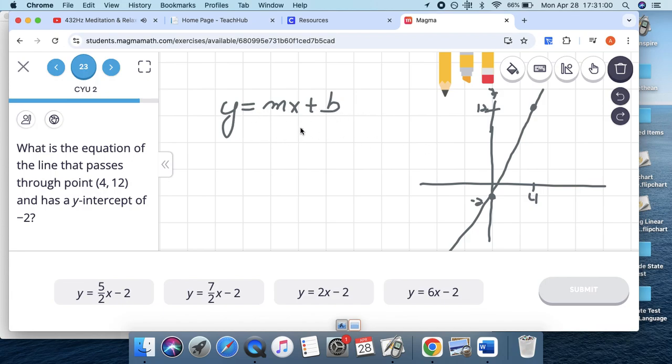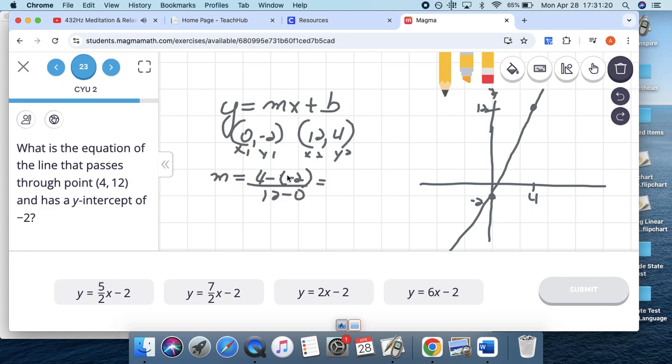Can we find the slope? Yeah, we can. So do we have 2 points? Yes. One of the points is 12 and 4, and the other point here is 0, -2. x1, y1, x2, y2. So we're going to go, slope is 4 minus -2 over 12 minus 0. 4 minus -2 is 6, and 12 minus 0 is 12. So simplify that, it makes the slope a half. And I did something wrong.